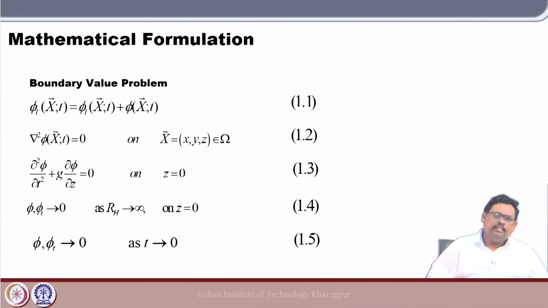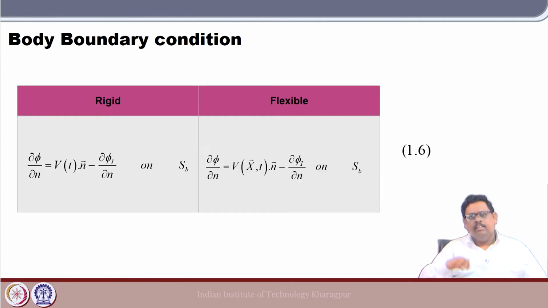Now, let us start. This is the boundary value problem that we discussed in our last class, that the total potential should be split into two, and all these boundary conditions over here apart from the body boundary condition. Remember, here we do not have the body boundary condition, and that is what we discussed in the last class, that is where there is a change.